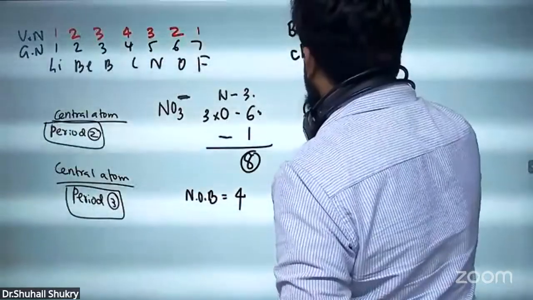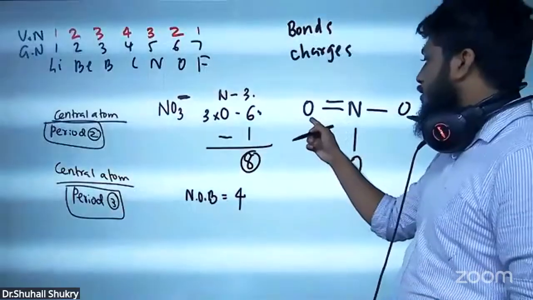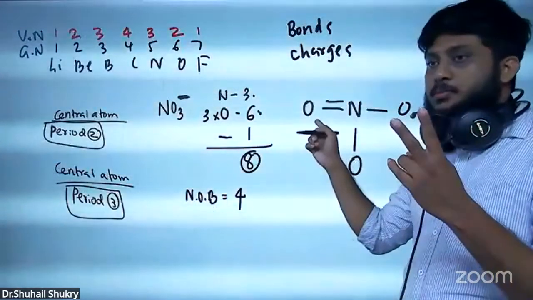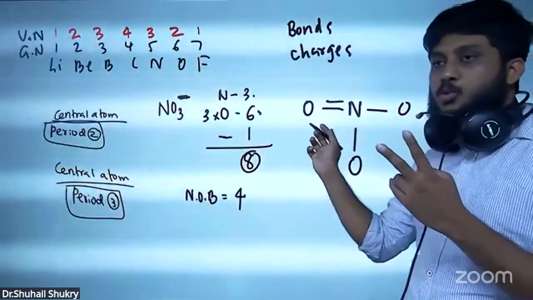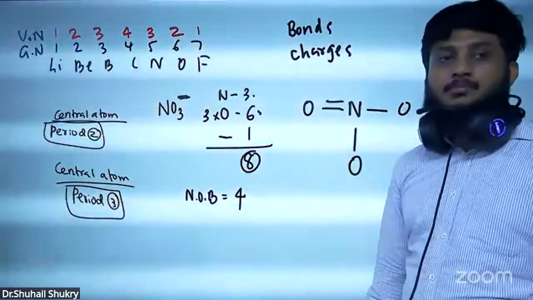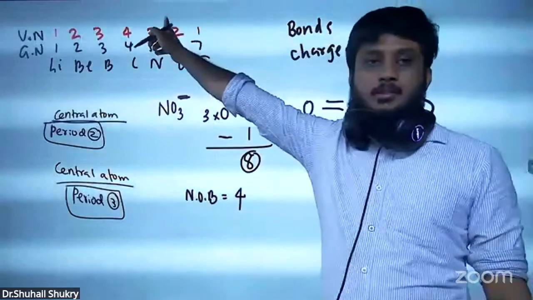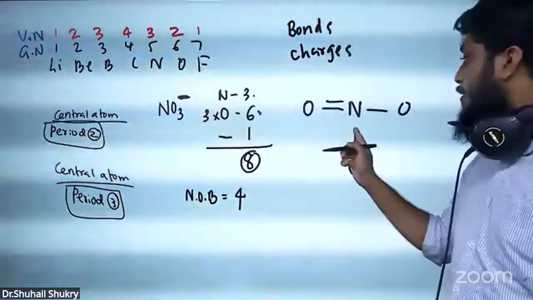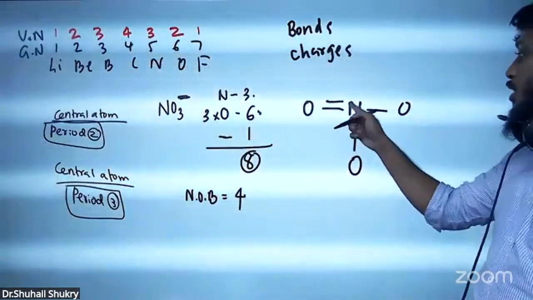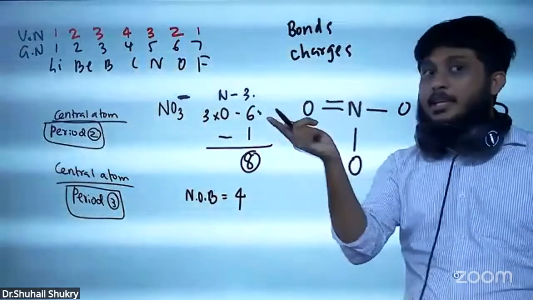How to correct the charges? You see it with the valency number. What is the oxygen's valency number? 2. How many bonds do they have? 2. So their charge is 0. See nitrogen. What is nitrogen's valency number? 3. But how many bonds has nitrogen made? 1, 2, 3, 4 bonds. When nitrogen has made 4 bonds, it has made 1 extra than that.